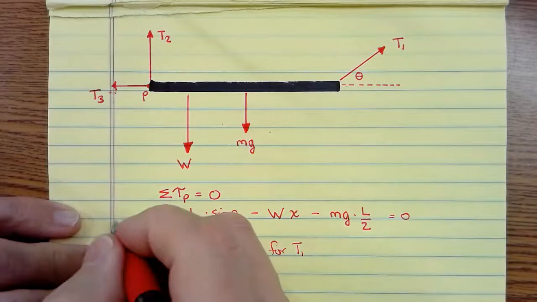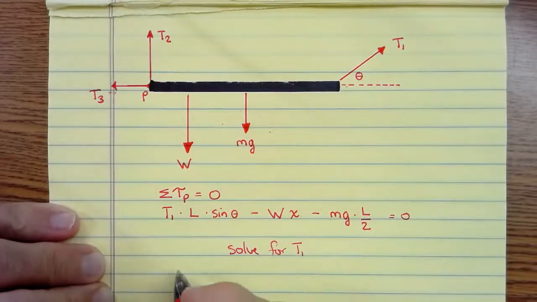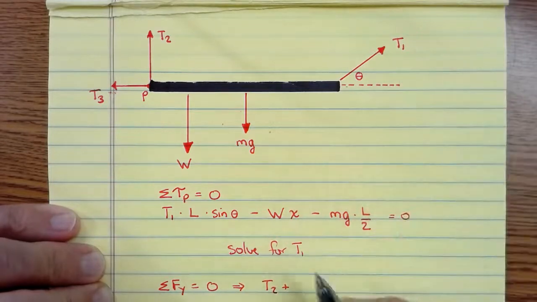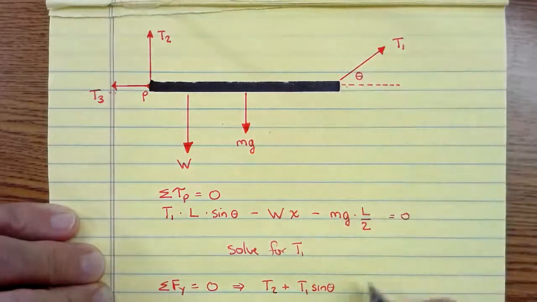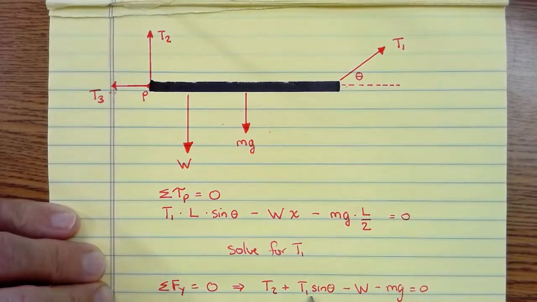Okay, so that's part A. Part B, you've got to find the tension T2. Probably the easiest way to do that is to think about the sum of the forces in the y direction. They have to add up to 0, so the forces going up, which is T2, plus a component of T1, so that's T1 times the sine of theta, that's the component of T1 going upwards, minus W minus mg equals 0. Now remember, these are forces, not torques, so we're not multiplying them by the distance from the pivot.